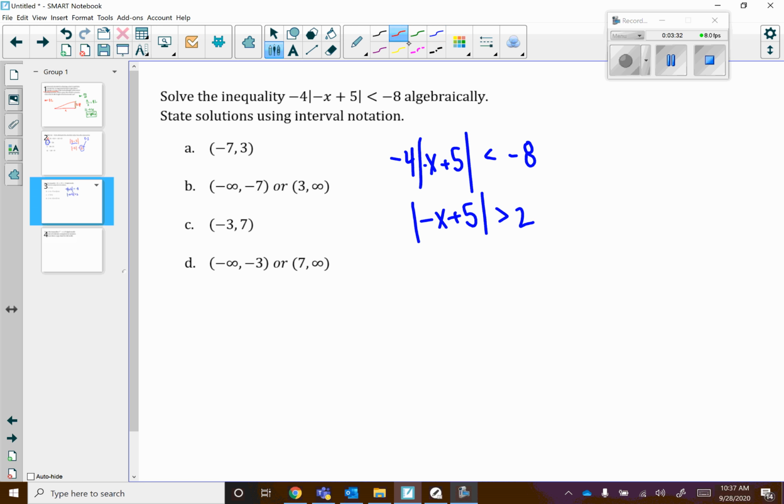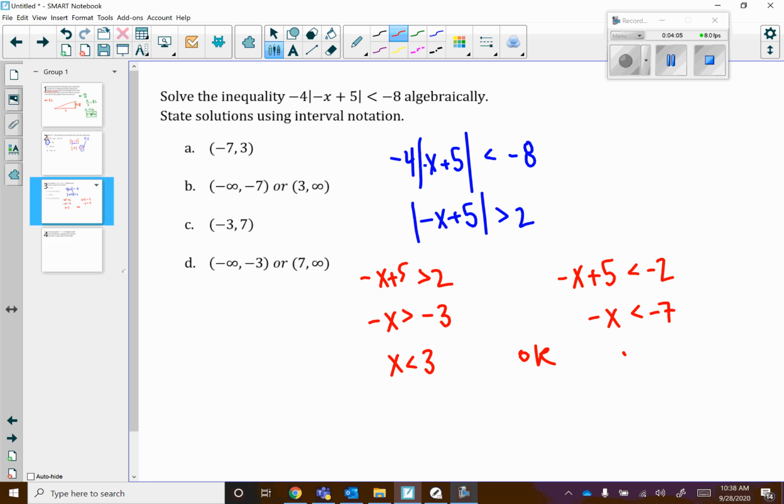Then we set up our 2 different inequalities. Negative x plus 5 is greater than 2. We don't touch anything. And then negative x plus 5 is less than negative 2. All right, in both of these, we're going to subtract 5. So negative x is greater than negative 3, or negative x is less than negative 7. Then we're dividing both of these by a negative 1. And again, we're switching the sign. So x is less than 3, or x is greater than 7.